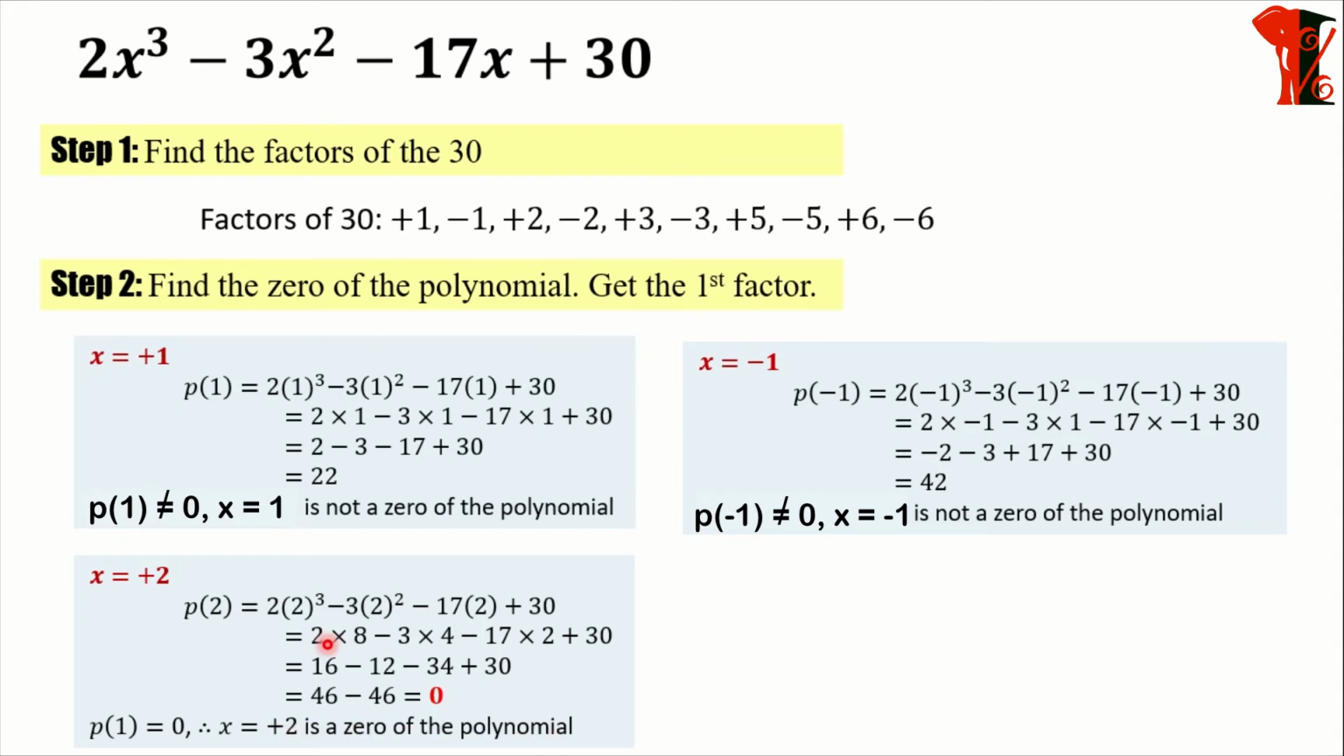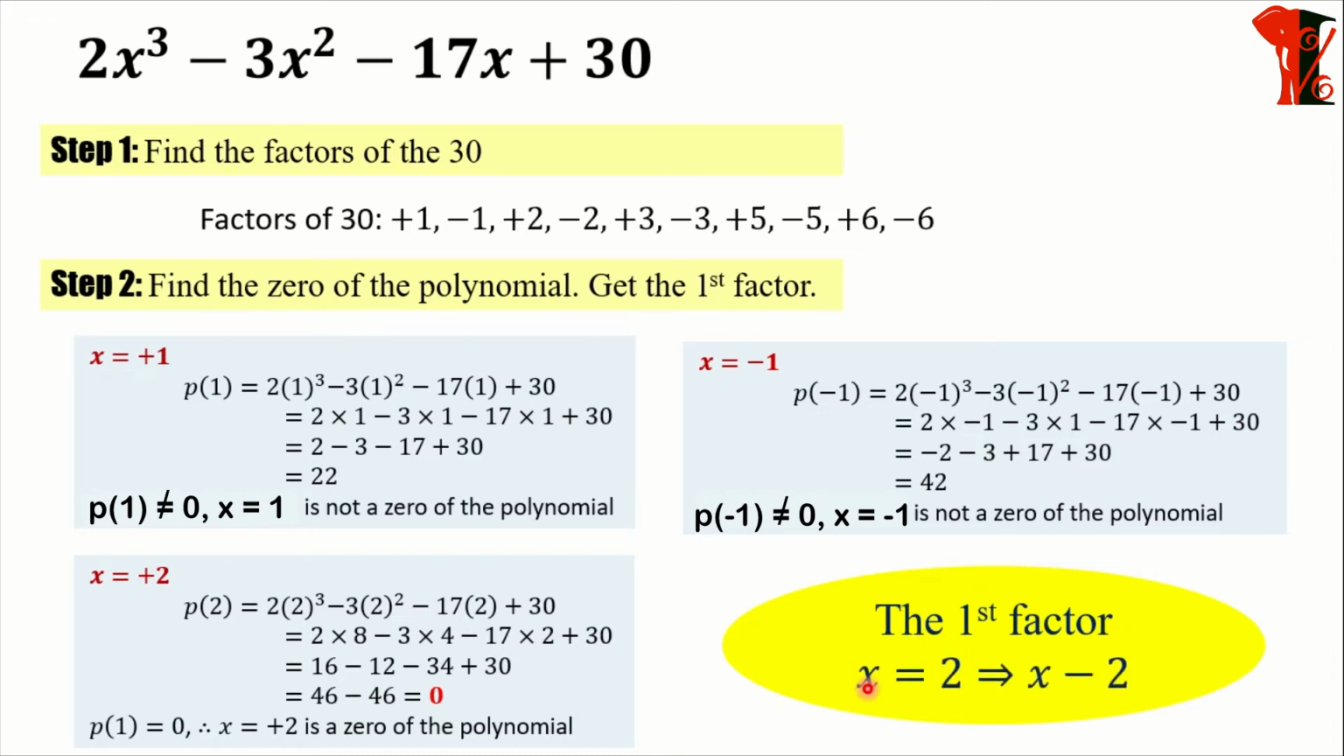So we got the 0 of the polynomial. Now I have to get the factor. Correct? First factor. How do I get the first factor? See here. The first factor is x is equal to 2. X is equal to 2 is the 0 of the polynomial.